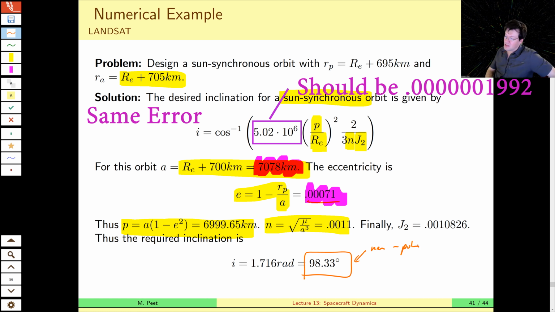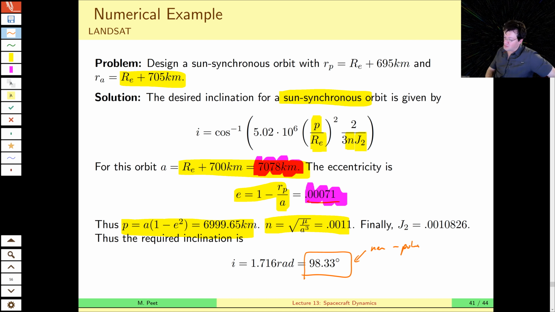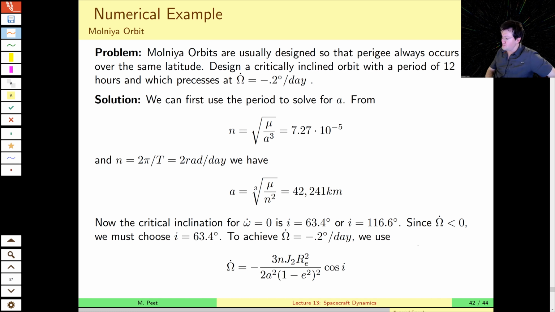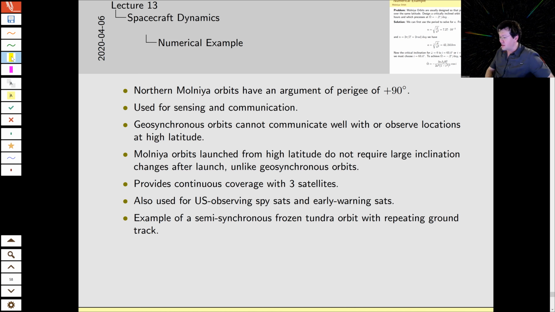And that's just to bring this change in right ascension down. The next example that we give here is the Molniya orbits, one that we talked about a great deal. Geosynchronous doesn't work well for high latitude. Typically used for sensing and communication satellites, where you want to live most of the time over your coverage area. You want your periapsis and apoapsis to stay over your coverage area.